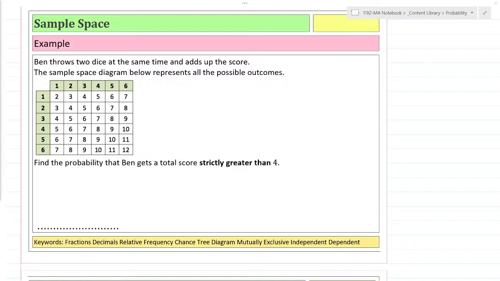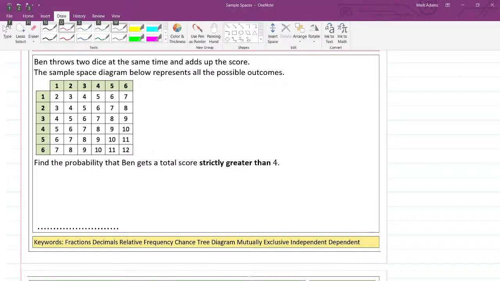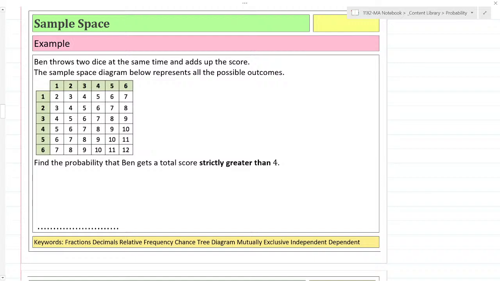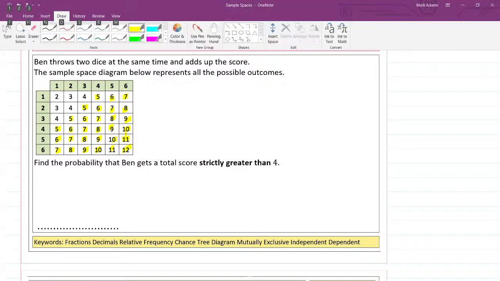Okay, so I'm getting quite a few different answers here. I'm just going to have a little look at the ones which we have got. So, looking at this one here, it says that it's strictly greater than 4. Now, that's really important because it means it can't be 4. So what we've got to do is count all the ones which are greater than 4. So, that's going to be 1, 2, 3, 4, 5, 6, 7, 8, 9, 10, 11, 12, 13, 14, 15, 16, 17, 18, 19, 20, 21, 22, 23, 24, 25, 26, 27, 28, 29, 30.